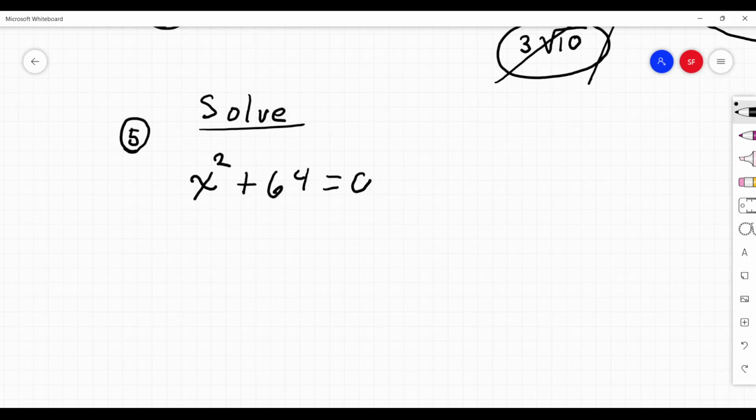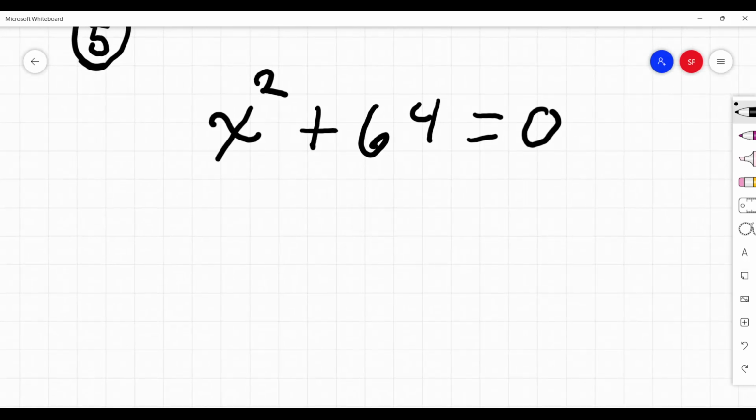equals 0. Now, if this had a minus right here, then this would be a difference of two squares, and we would know how to solve it, right? We would just do two sets of parentheses, square root of the first, square root of the second, plus and minus, set each factor equal to 0. We end up with x equals positive and negative 8. But it's not a minus, so we can't do that.